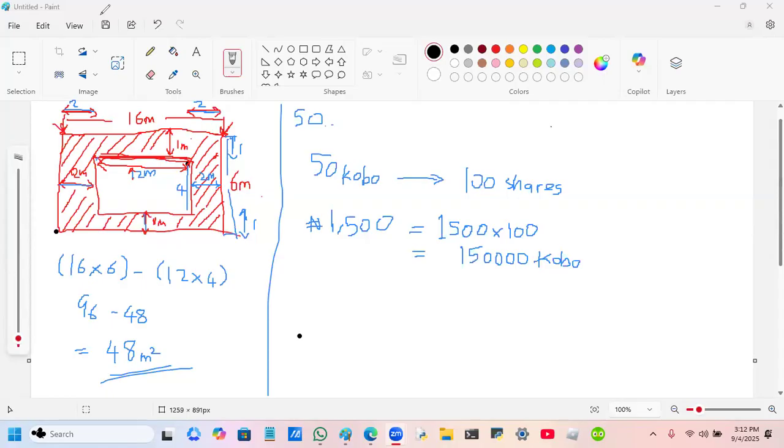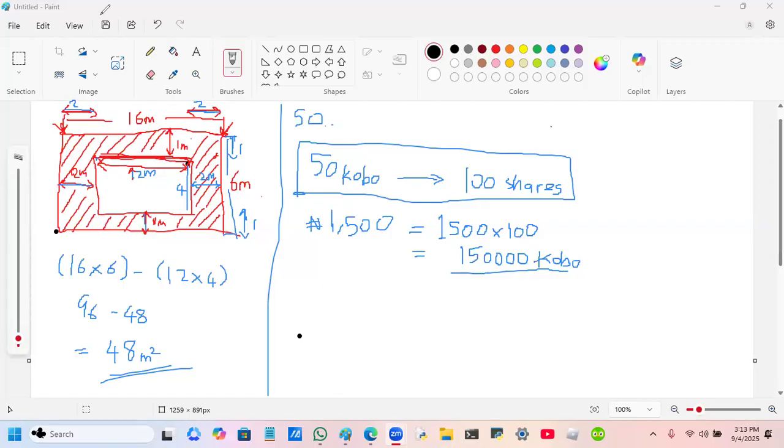Now, remember, the question said 50 kobo for multiples of 100 shares, isn't it? Question said 50 kobo for every multiple of 100 shares, right? That means that if I want to find out how many shares I can buy with this, I will divide it by what? Can you guess?